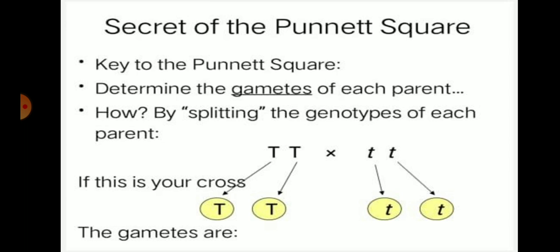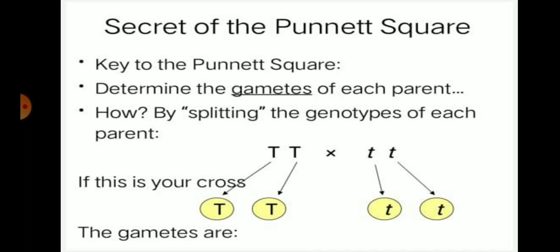So the secret of this Punnett square, the key to the Punnett square, is that it determines the gametes of each parent. So we use the Punnett square for the determination of the gametes of each parent. How does the splitting of the genotype of the parents occur? Without using the Punnett square, we can also calculate or determine the offspring genotype.